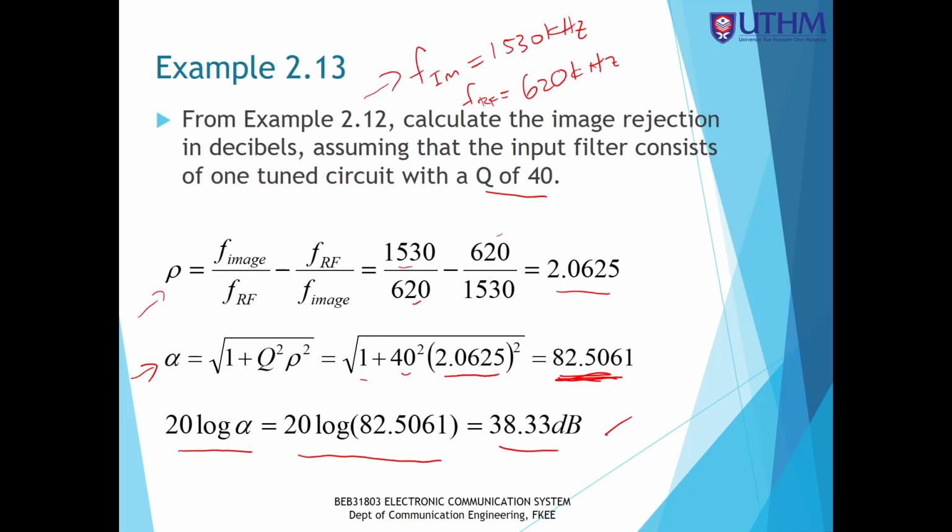Up to here we have finished the first part of chapter 3. We have learned about amplitude modulation. Now we want to look into angle modulation, which consists of frequency modulation and also phase modulation, PM.